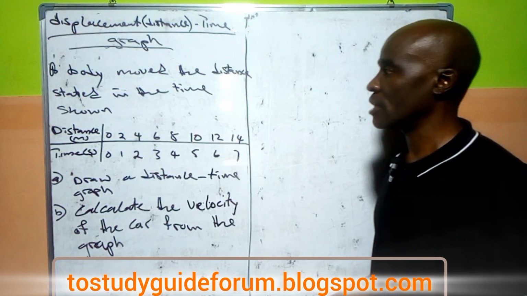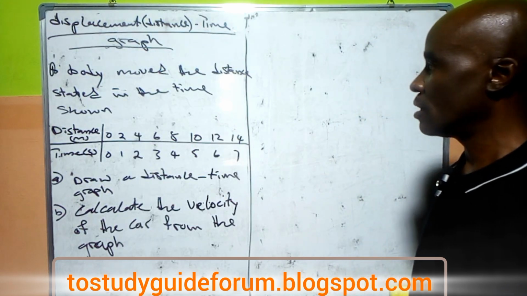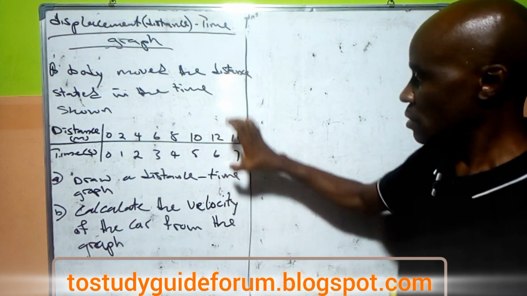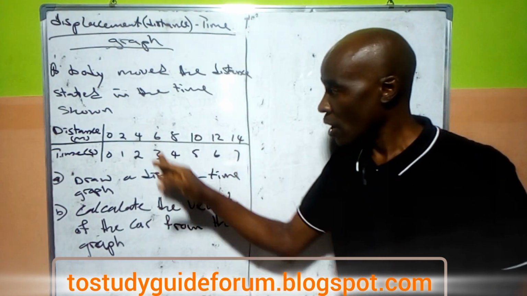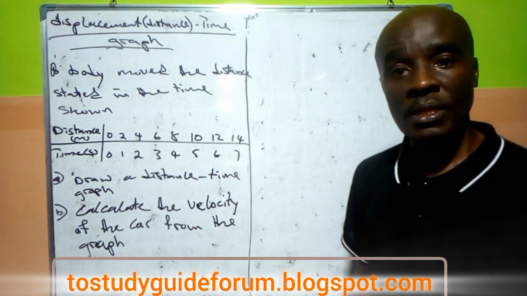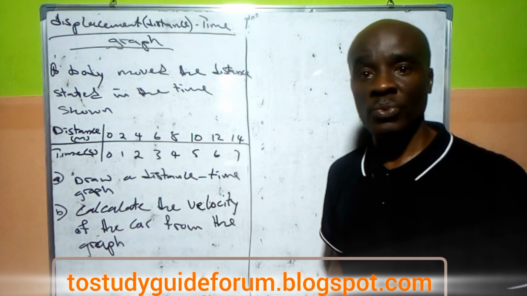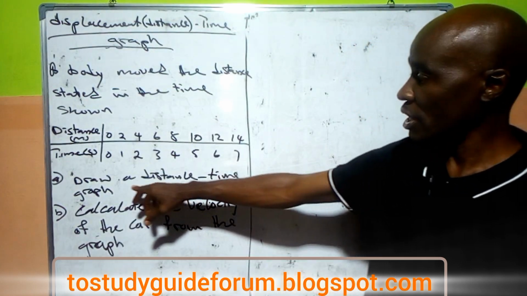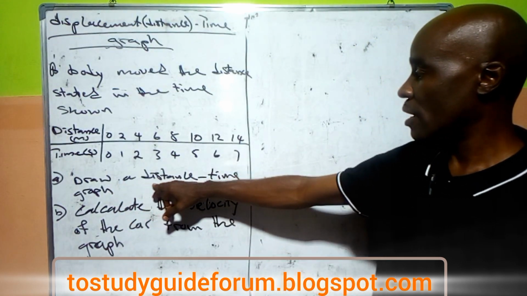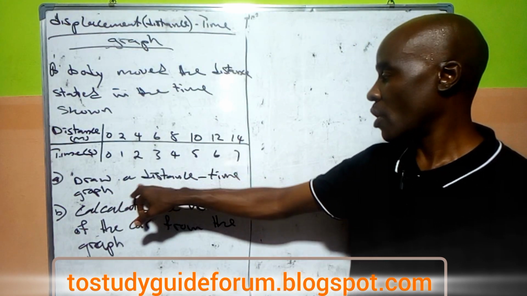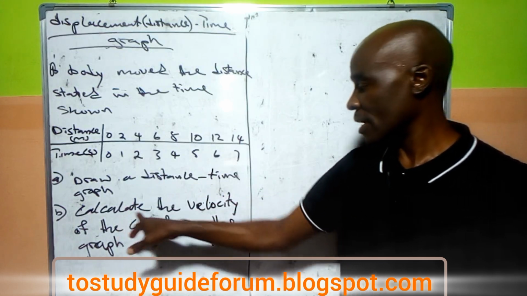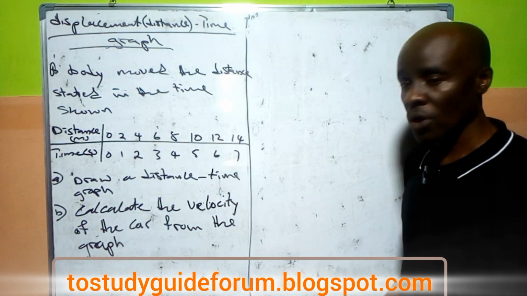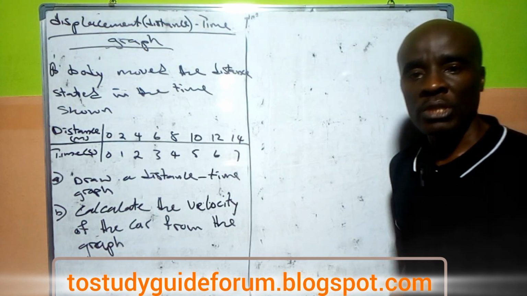And the question here said that a body moves the distance stated in the time shown. This is the table of this distance or displacement with time. The table showing what has happened in there. And then the question said we should draw a distance time graph and then calculate the velocity of the car from the graph. So what are you going to do here now?